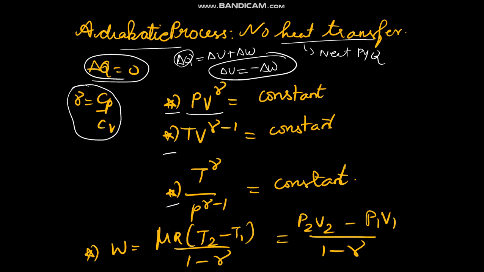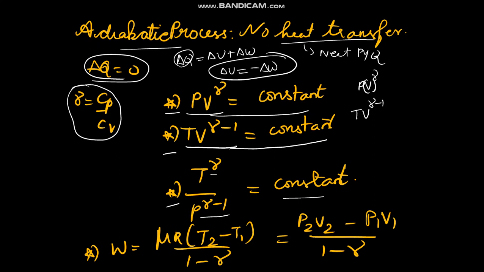PV gamma is constant in adiabatic process. TV gamma, where P is pressure, V is volume, T is temperature. PV gamma is a constant. TV gamma minus 1 is constant. Then T gamma divided by P gamma minus 1 is a constant. Whatever formula you must remember, PV gamma is a constant. Then TV gamma minus 1: here gamma minus 1 is only for volume. Then T gamma divided by P, pressure to the power gamma minus 1, is constant.